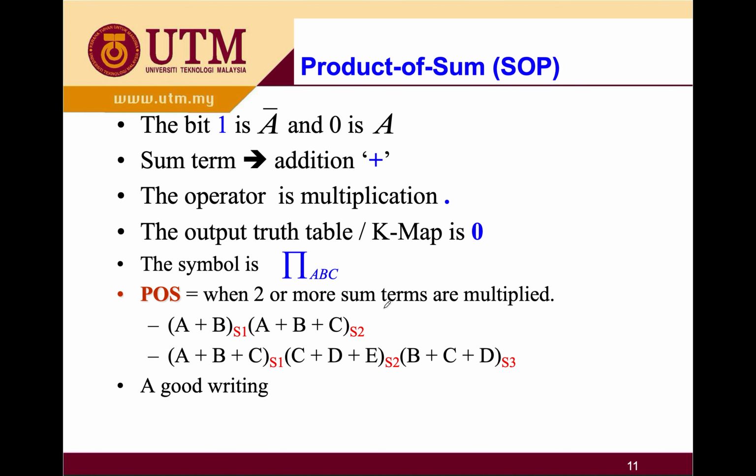And for SOP, this one you already looked into on your SOP. Sorry, this one I think it's POS. So on POS, you can see that there is a difference: bit 1 is A bar, or B bar, C bar, and so on. So bit 1 is A bar and zeros for A.